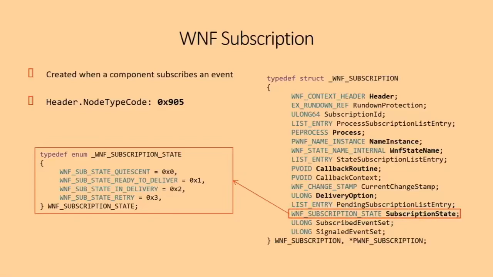Okay, so when a consumer wants to subscribe to an event, it creates a WNF subscription. This subscription basically stores all the information needed for the WNF to notify the consumer. It also stores the state of the subscription and the method, the delivery option, in fact.